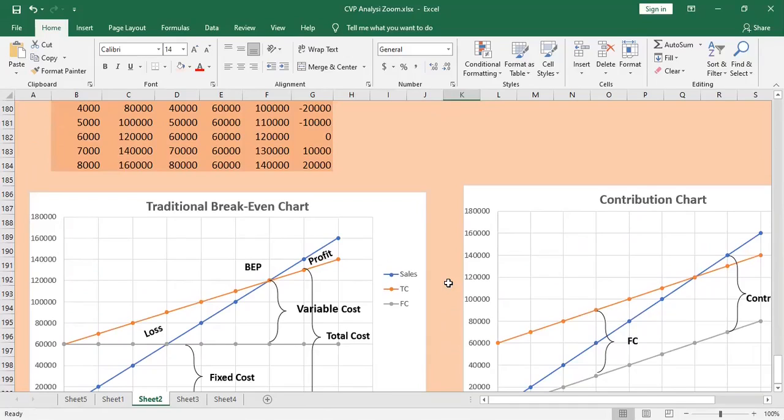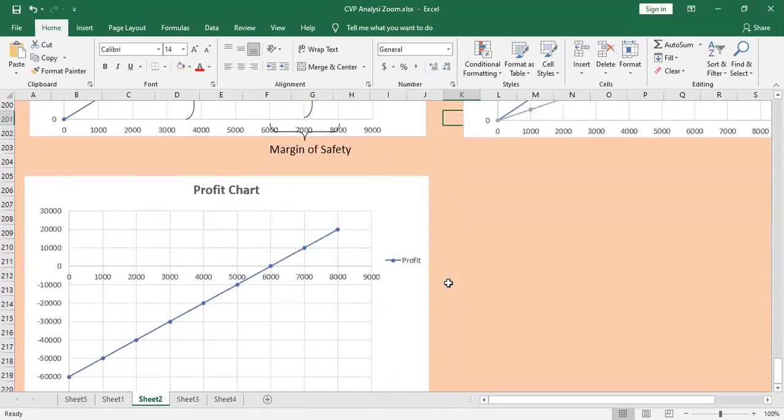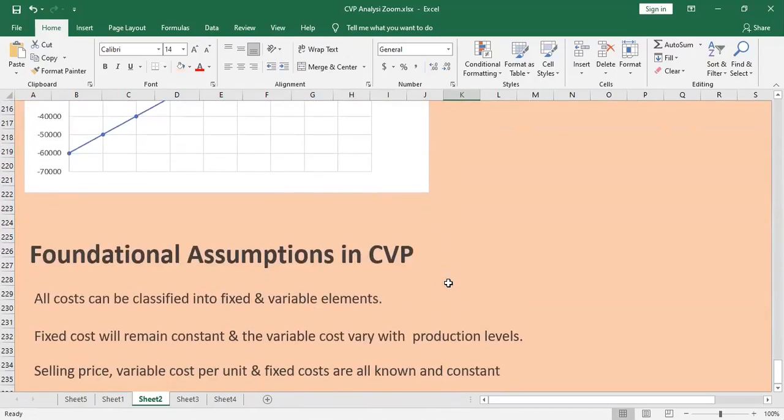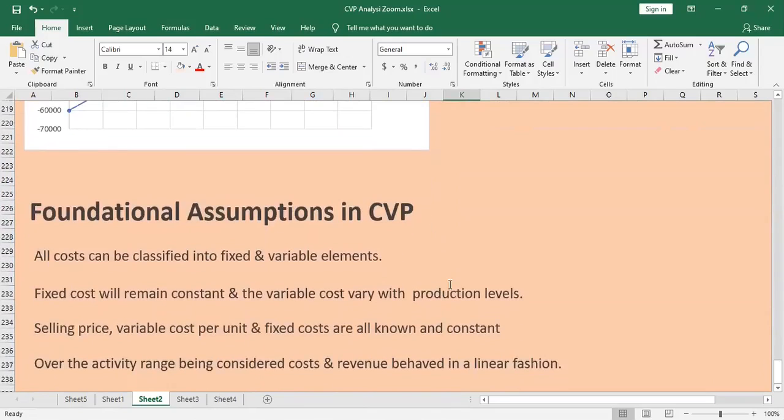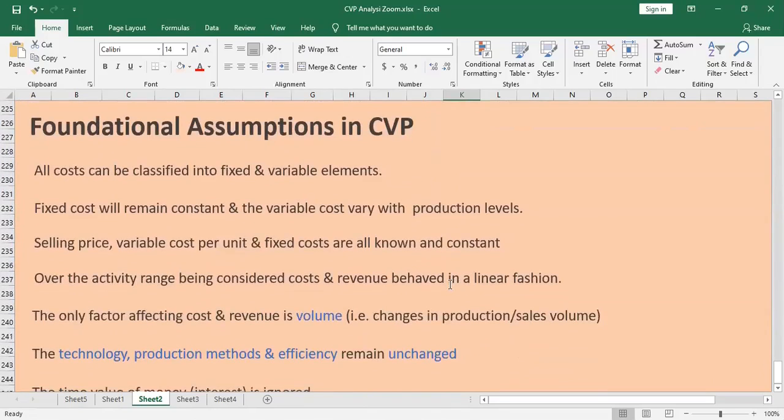And then I'm moving into the very important aspect of this discussion, which is the fundamental assumptions in cost volume profit analysis. Why did I put this at the end of the discussion? Because this assumption itself becomes the limitation of this analysis also.